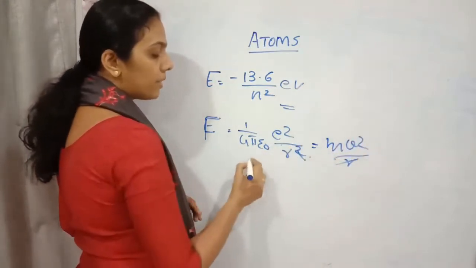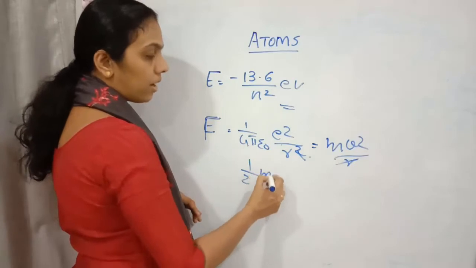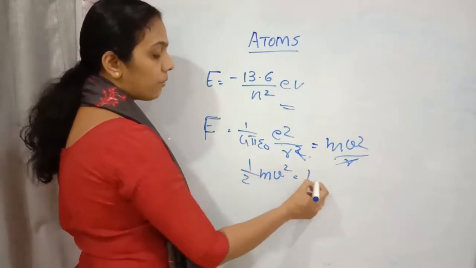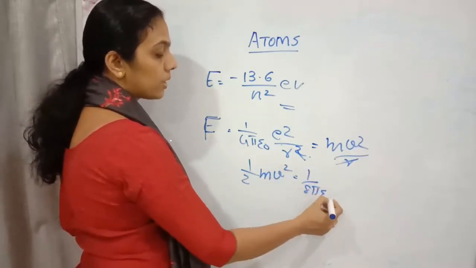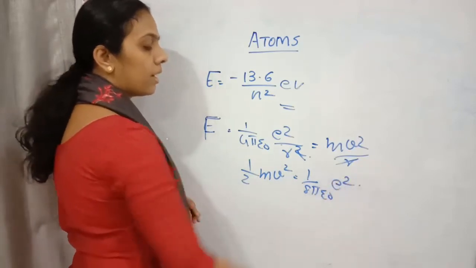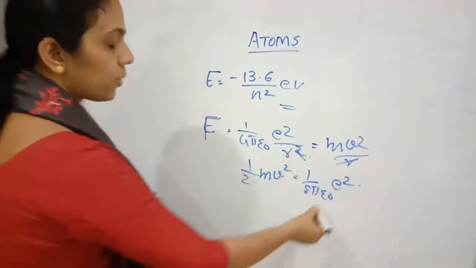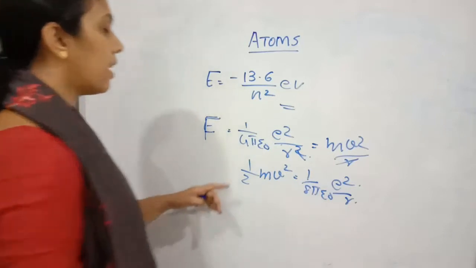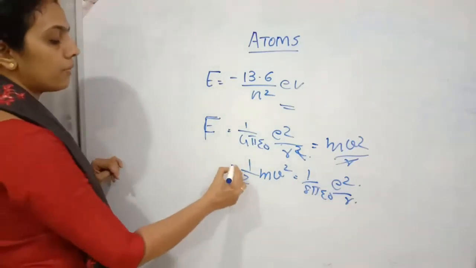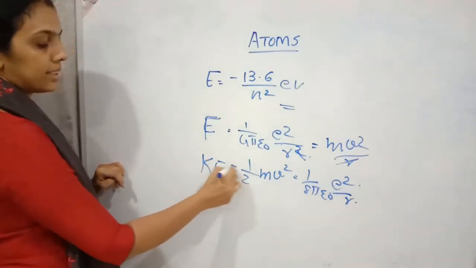So half mv square equals 1 by 8 pi epsilon 0 e square by r. This half mv square is equal to the kinetic energy.